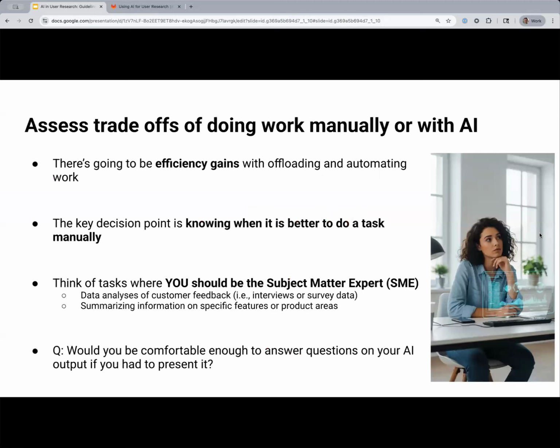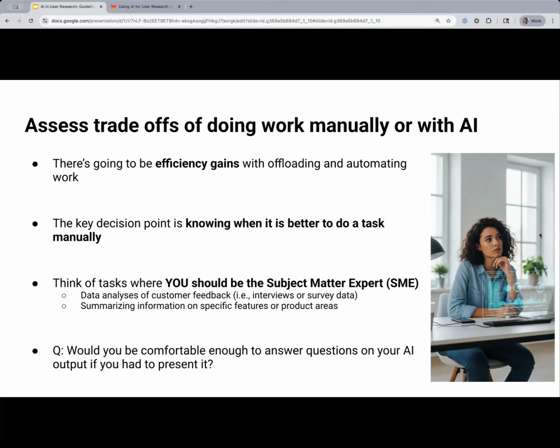There's always going to be that trade-off: I could get this efficiency gain of automating this thing with AI, or I could do it manually. One of the key decision points is understanding when I should do this manually, when I should do this with automation or AI, or a mix of the two.